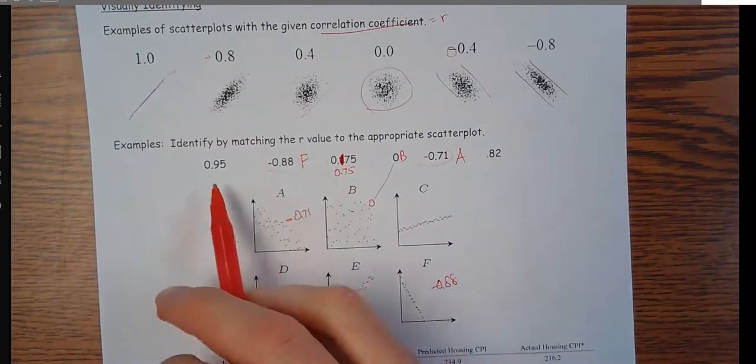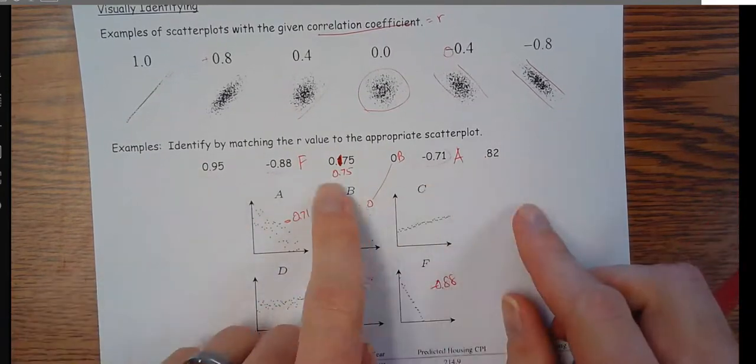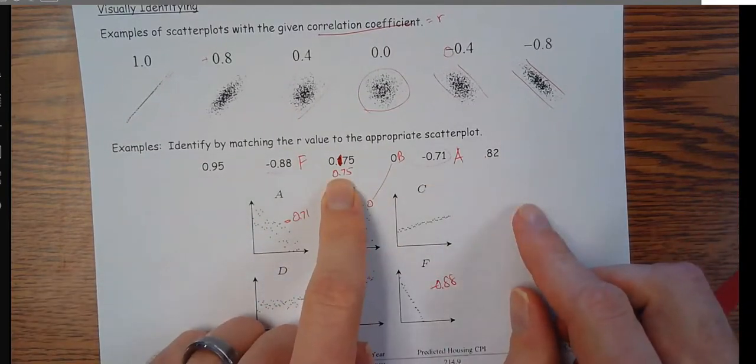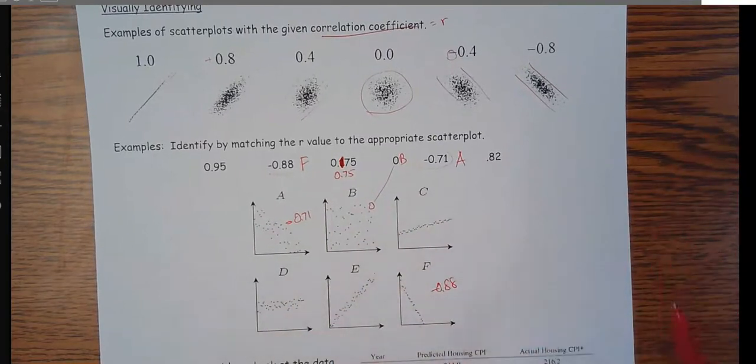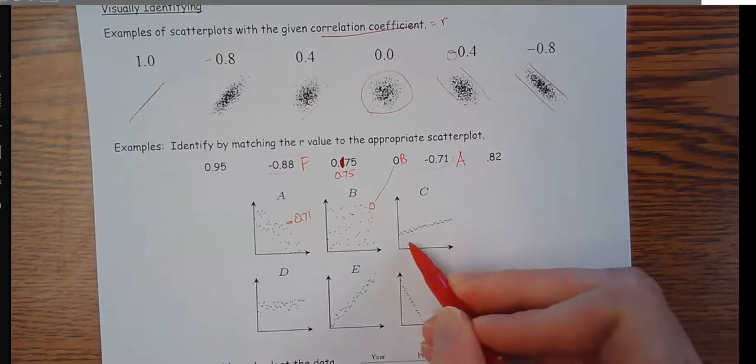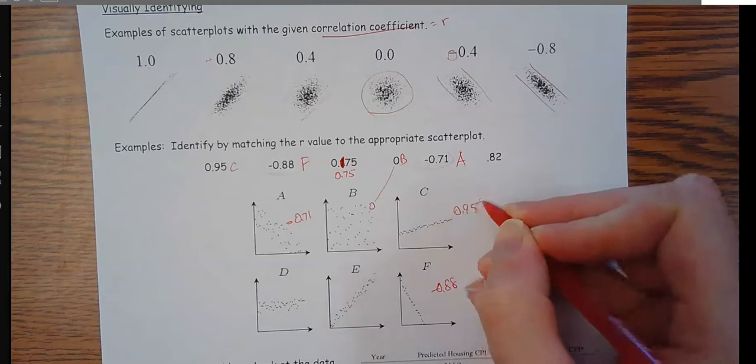Now, look at the positive ones, because we got 1, 2, 3 left. Strongest, next strongest, and then third. It's not weak, it's just the third strongest. So out of these guys, which one is the strongest, most tightly packed together? I'd say this guy, letter C is. So it's C, that's 0.95.